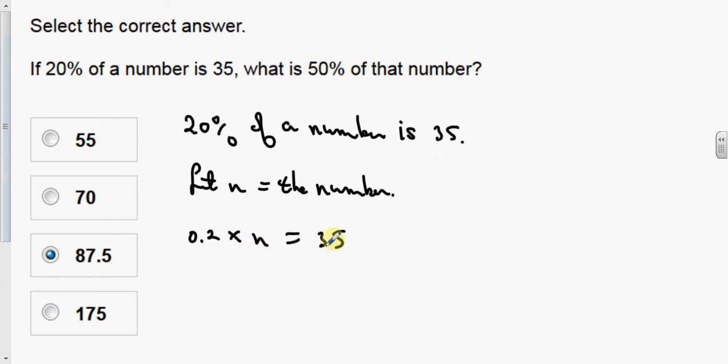So n becomes 35 divided by 0.2. So n is 35 divided by 0.2. And when you do that, that gives you 175 on your calculator.